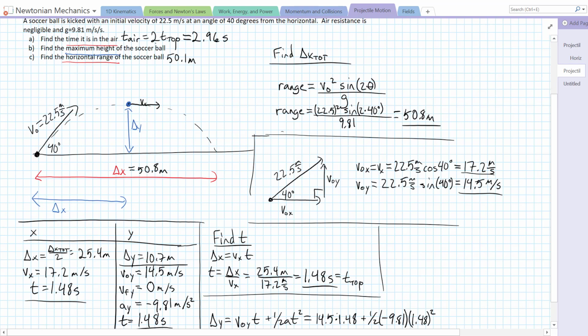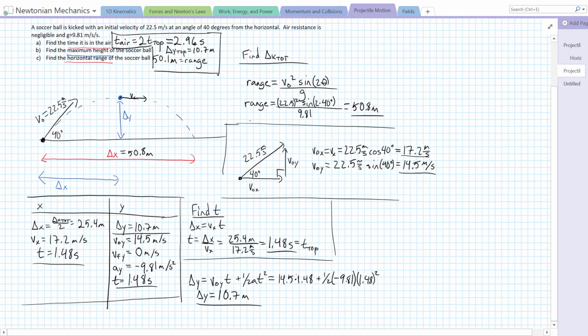And then in part B, we need to find the maximum height of the soccer ball. That's going to be delta y to the top, which we just solved for. And it's 10.7 meters. And looks like we've solved for everything. We don't need to do anything else. Let me just quickly box the answer, and that's that.